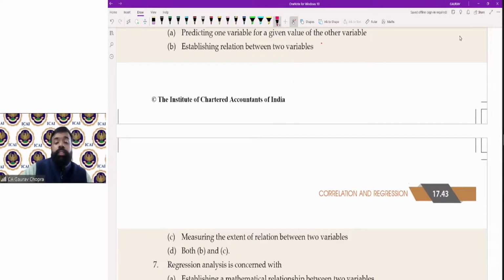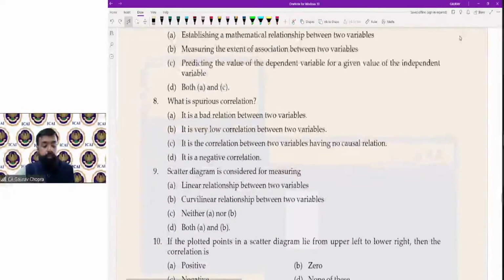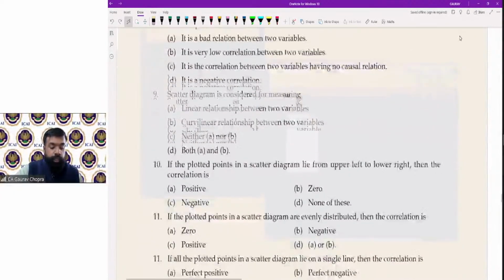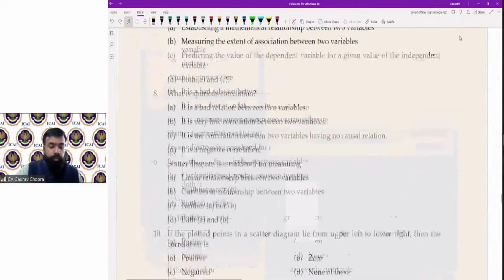Also, C option measures the extent of relationship between two variables. कितना रिलेशनशिप है? तो ऑप्शन नंबर बी एंड सी दोनों ही सही लग रहे हैं, बट फाइनल आंसर विल बी डी, दैट इज बोथ बी एंड सी. Then regression we have not done.